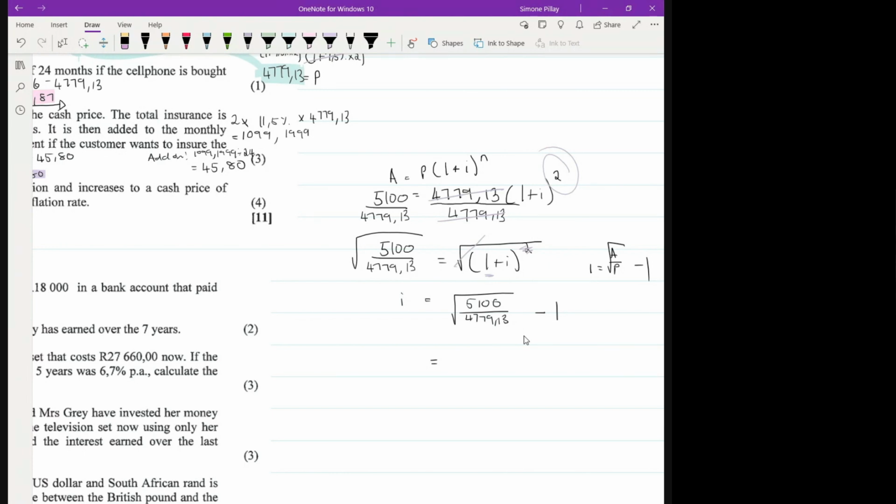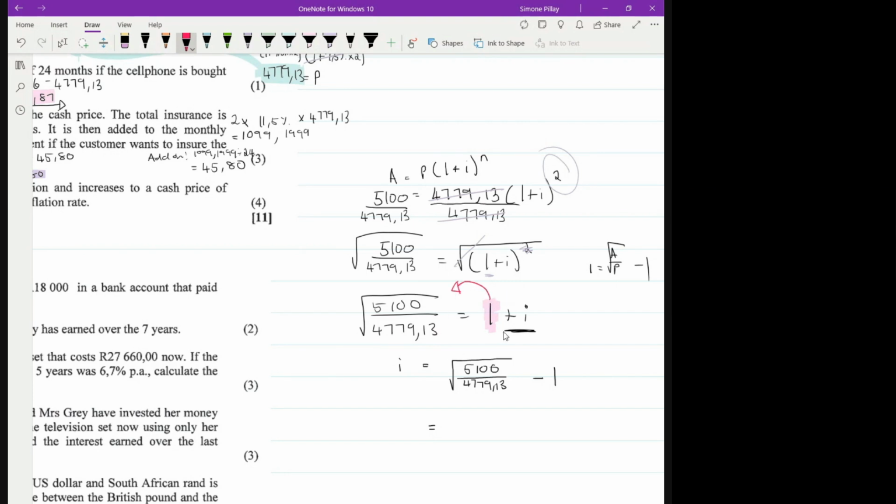How did we get the minus 1? I did skip a step, so let's go and look at what I did. What happened here was when I square rooted, I was left with this root of 5,100 divided by 4,779,13. And what I would have been left with on this side would have been 1 plus my i. Remember, in order to get i by itself, I would have transposed my 1. So the 1 would have moved over, and when I moved it over, it would have become negative. So that is where the minus 1 came from.